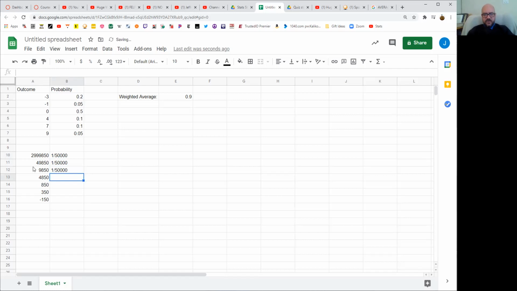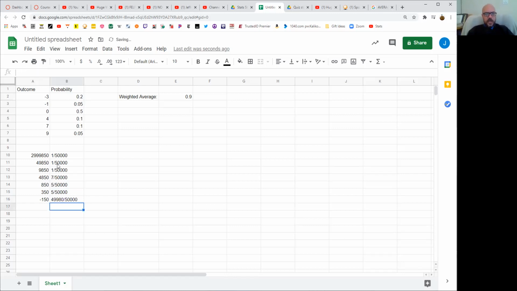And this one was 7 out of 50,000. I forgot how much these were. 5 each? 5 each. This was 5 out of 50,000. I might have to make these formulas. 5 out of 50,000. And then the negative 150, so in other words, you lose $150. We only have 20 prizes here, so that leaves, out of the 50,000 tickets, 49,980 losing tickets out of the 50,000 that were sold.